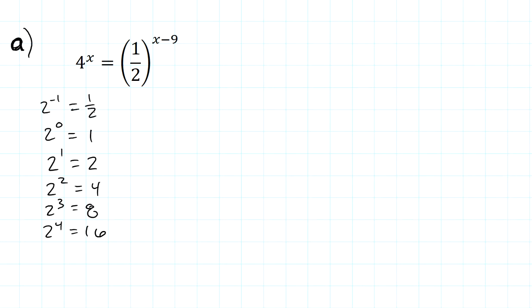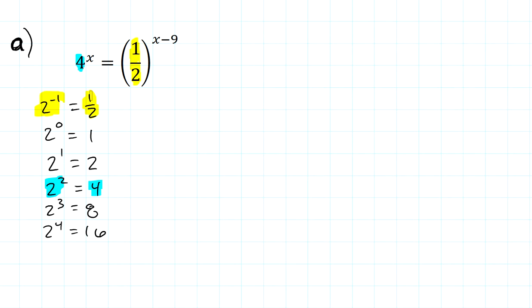Now, the reason why I point this out is that this 1/2 is the same as 2 to the negative 1 power. And also this number 4 here is the same as 2 squared. So what we're going to do is replace the 1/2 with 2 to the negative 1 power because they're equal to each other. And we're going to replace the 4 with 2 to the second power because 2 to the second power is the same thing as 4.